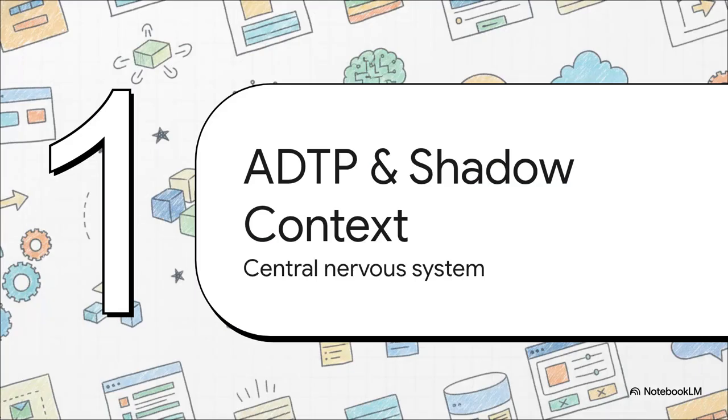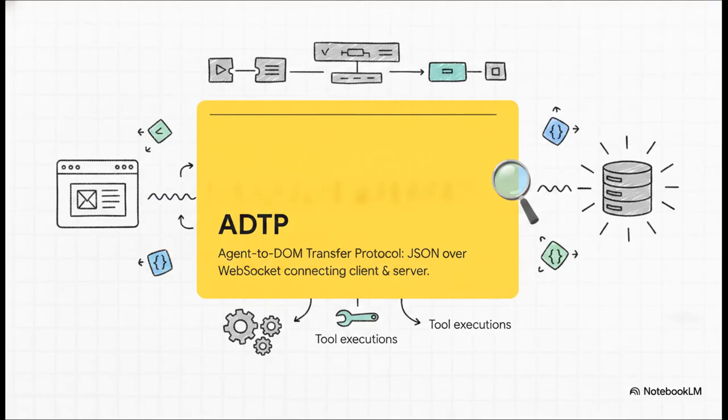All right, Section 3, ADTP and shadow context, the central nervous system. Now that we understand the brain and the eyes, let's explore the nervous system connecting the front-end client to the back-end server. This relies on ADTP, or the Agent-to-DOM Transfer Protocol. This is the mandatory communication standard here. It's essentially a JSON over WebSocket protocol that dictates exactly how the client and the orchestrator server talk to each other, handling the whole lifecycle from that initial handshake to real-time context updates and tool executions.